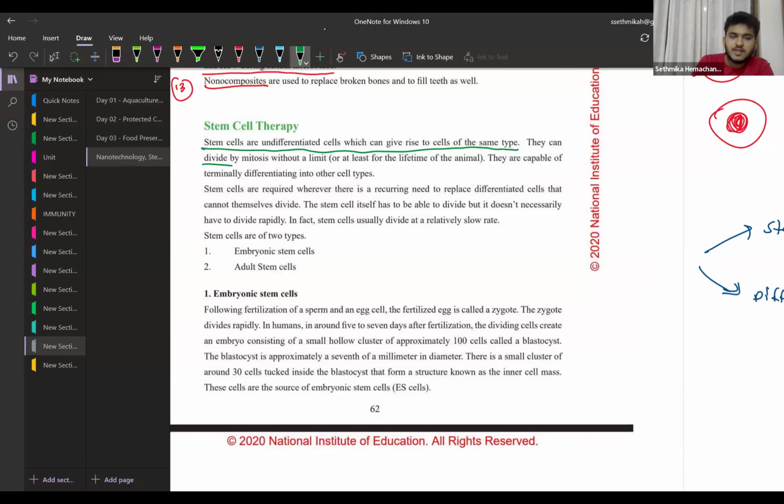So they can divide by mitosis without a limit, or at least for the lifetime of the animal. After the animal is dead, you don't get these stem cells dividing. They are capable of terminally differentiating into other cell types. So you get stem cells which produce more stem cells, and some of them remain as stem cells while others are differentiated into other cell types. So what is the process that these stem cells undergo? That's definitely mitosis. Okay. So basically, stem cells only when needed, for our growth, right?